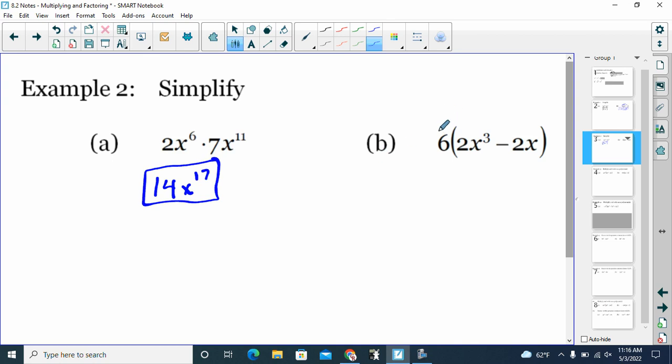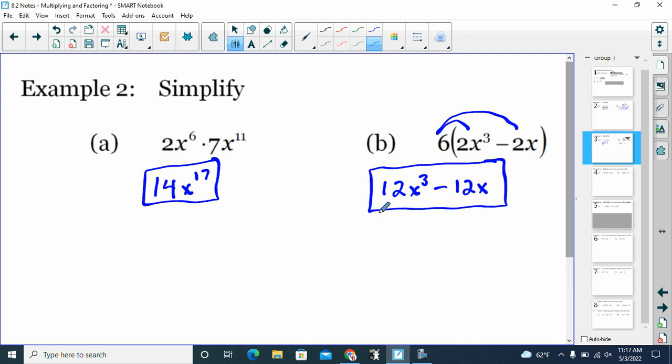Part B, we're distributing. I have 6 times 2x cubed. 6 times 2 is 12, x cubed. And 6 times -2x. Positive times negative is negative. 6 times 2 is 12. And I've got that x. So again, all of that so far is review of things we've already done.